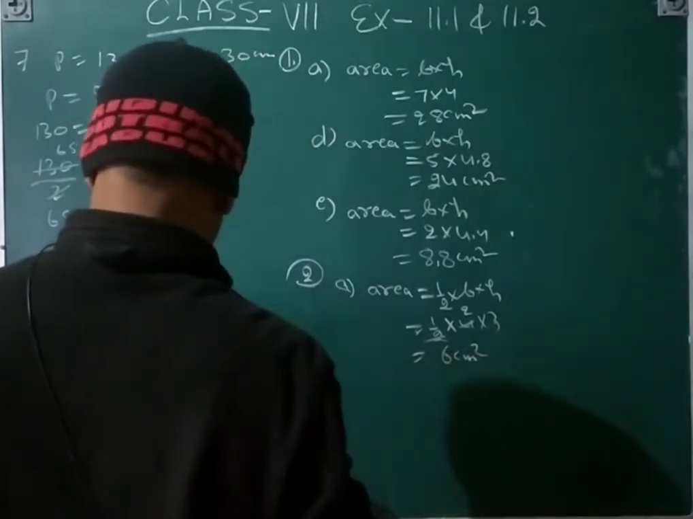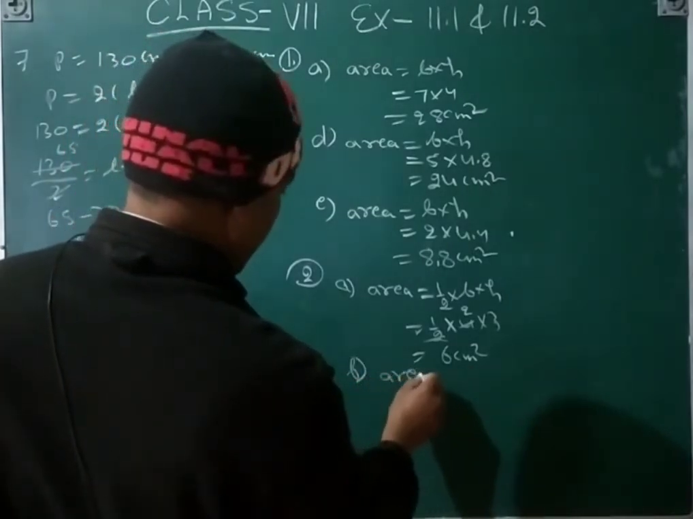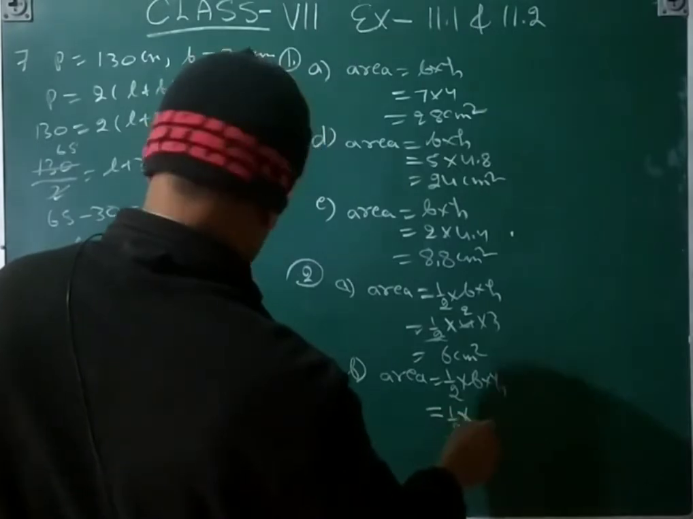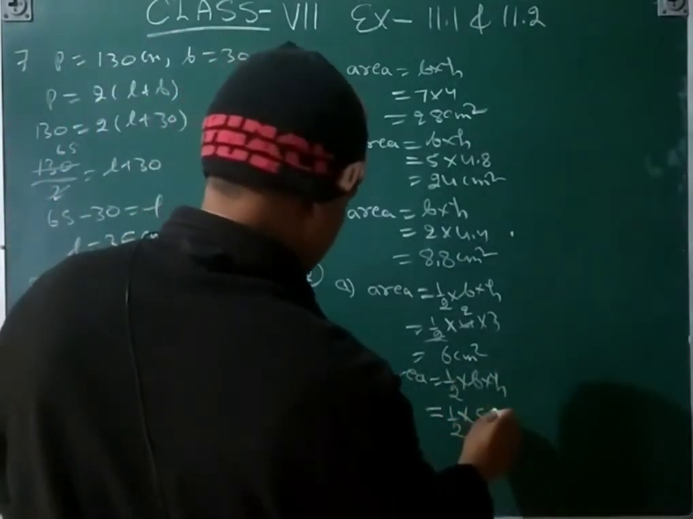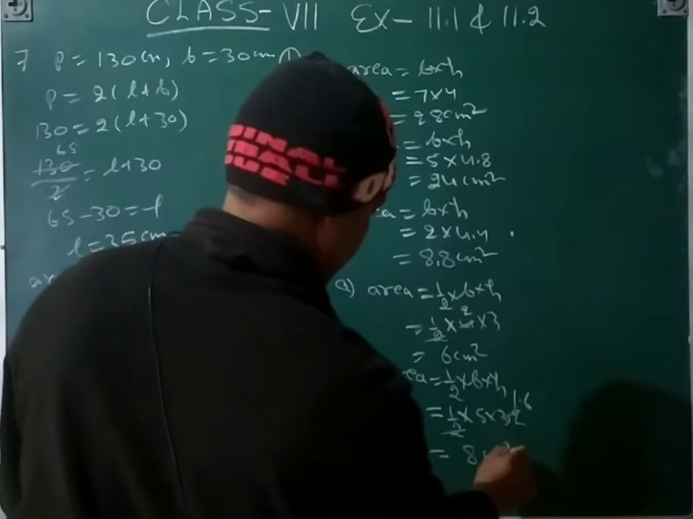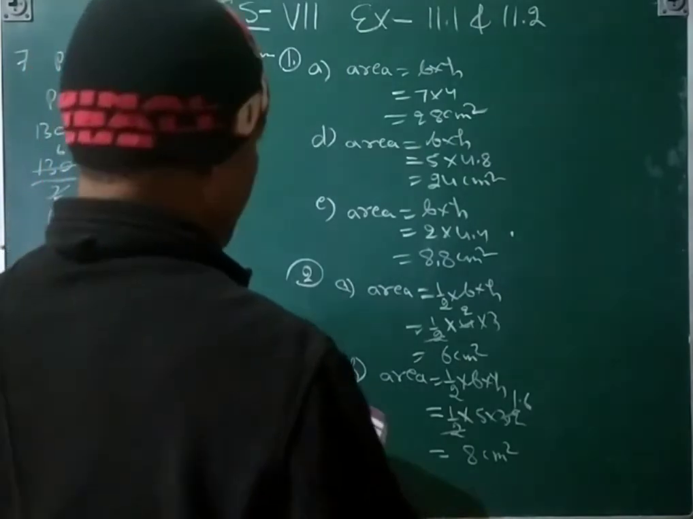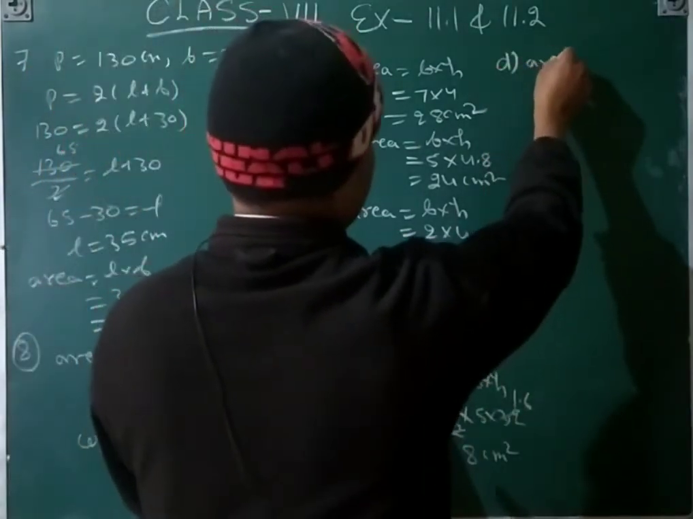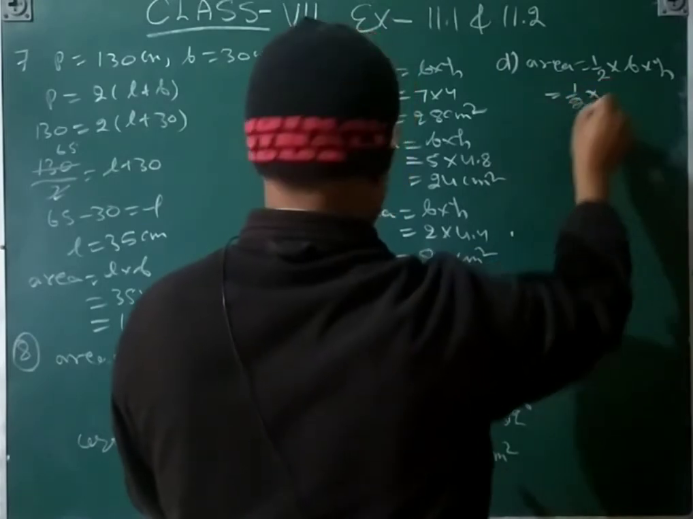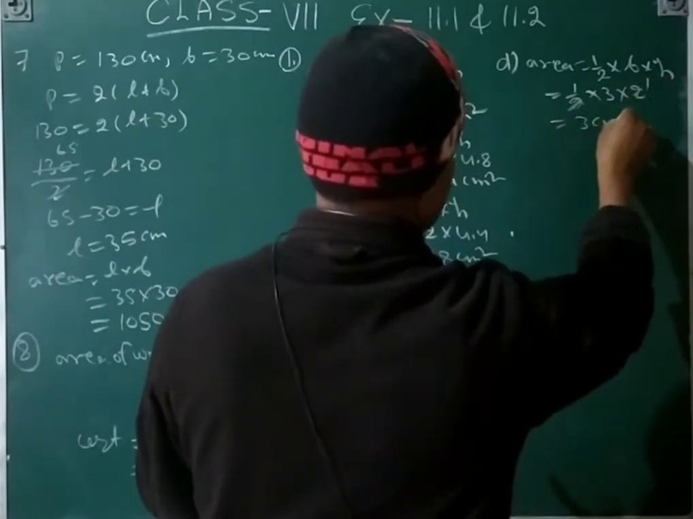And then see the B part also. Area of triangle is equal to 1/2 into base into height. So 1/2 into base, which is here 5, and height is 3.2, so that is 8 centimeter square. And then you can do the D part, where area of triangle is equal to 1/2 into base into height. Here 1/2 into base is 3 and height is 2, so that is 3 centimeter square.